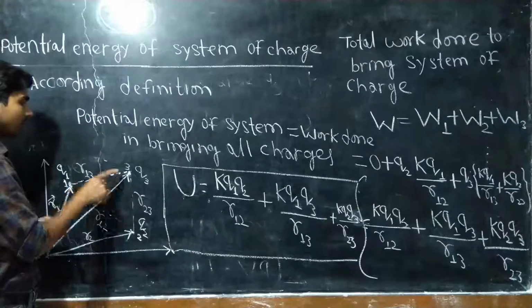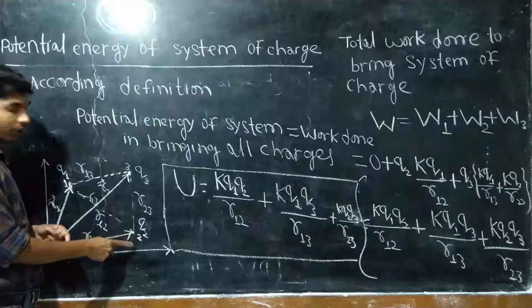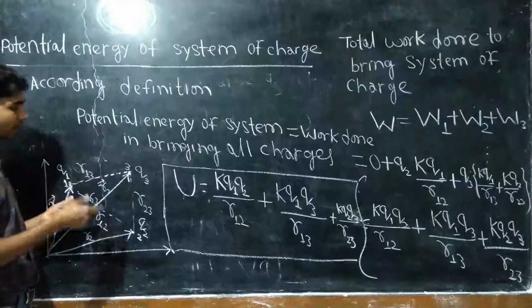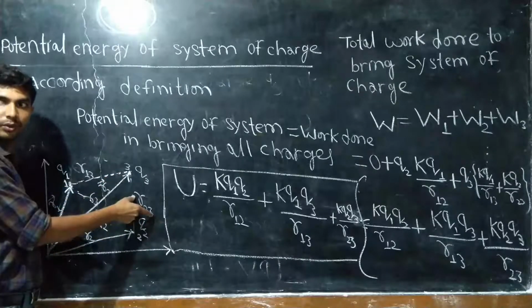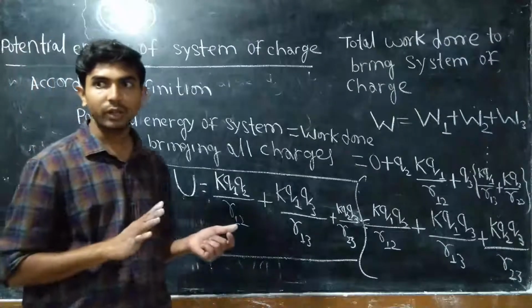So take each pair separately. First you take 1 and 2, 2 and 3, and 3 and 4. And how are you going to take? First multiply these two charges and divide by the separation between those two charges. This way you are able to calculate potential energy of system.